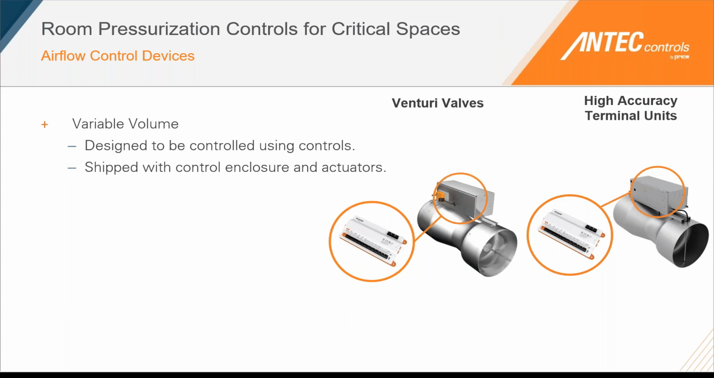Lastly, if we want to utilize these air valves in a variable volume configuration, you're typically going to see both valve technologies have a controller and an actuator. That controller and actuator allows us to control the valve across its entire airflow range and gives us an accuracy within 5%.